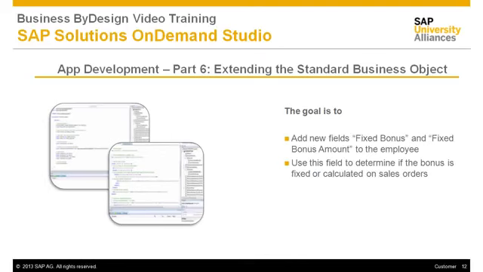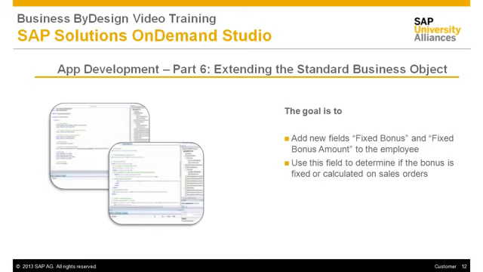Now in the sixth part, we want to extend a standard business object. Till now, we created our own business object, bonus plan. We used the sales orders and the employee business object in our coding, but we never extended the standard business object. Often customers want to extend the standard instead of creating completely new applications. So now we're going to talk about how we can extend the standard from Business ByDesign.